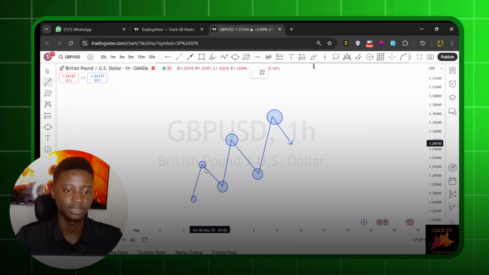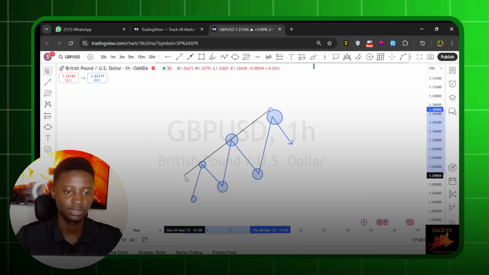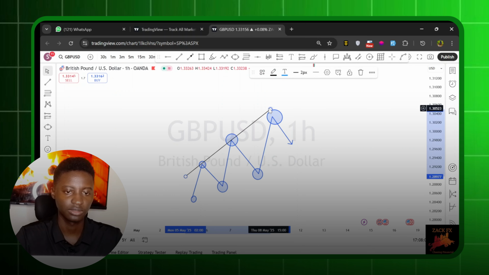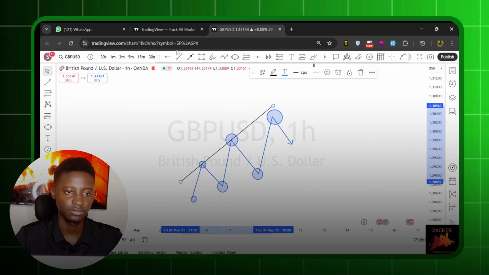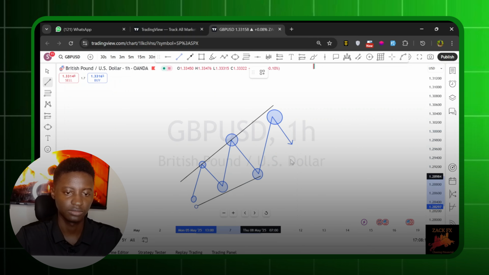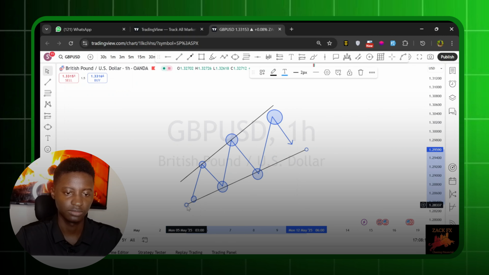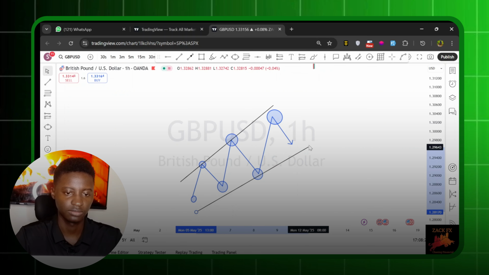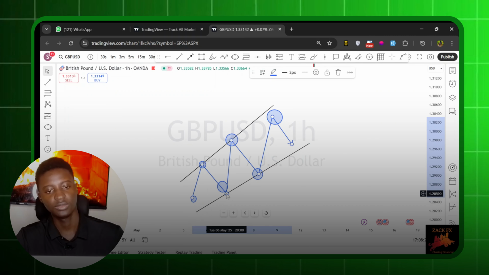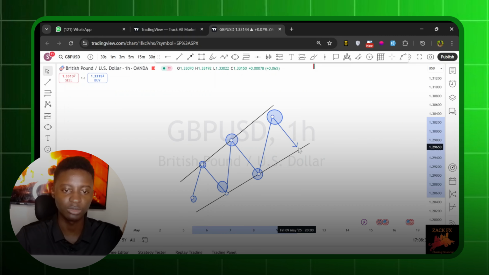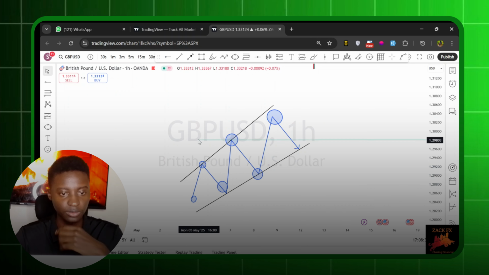So we can have a trend line here that basically marks our higher highs. I will illustrate this on a live market scenario, but for now, let's just focus on this particular analysis that I'm giving you.